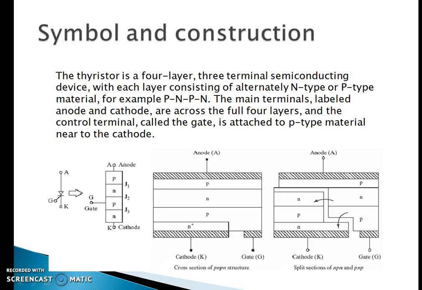This structure represents the 4-layer SCR, and the construction of the SCR is represented by a PNP and an NPN transistor. That is also called the 2-transistor analogy of the SCR. We can build the SCR by a combination of two transistors, one PNP and another NPN.